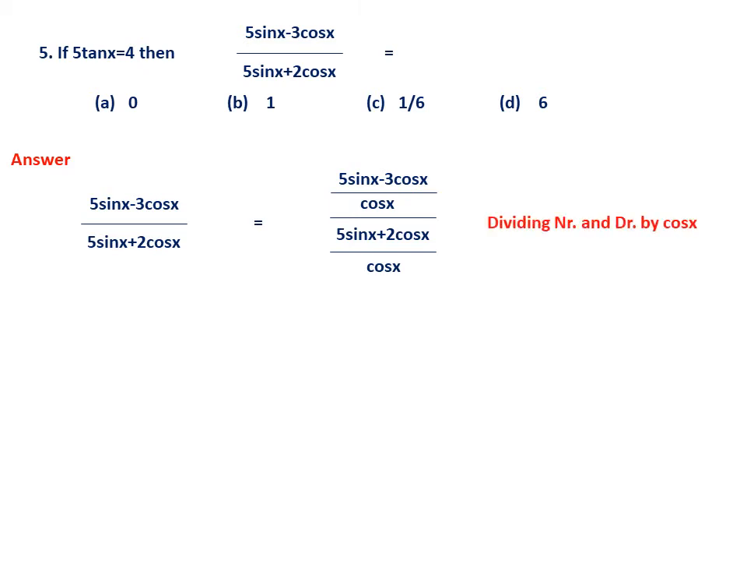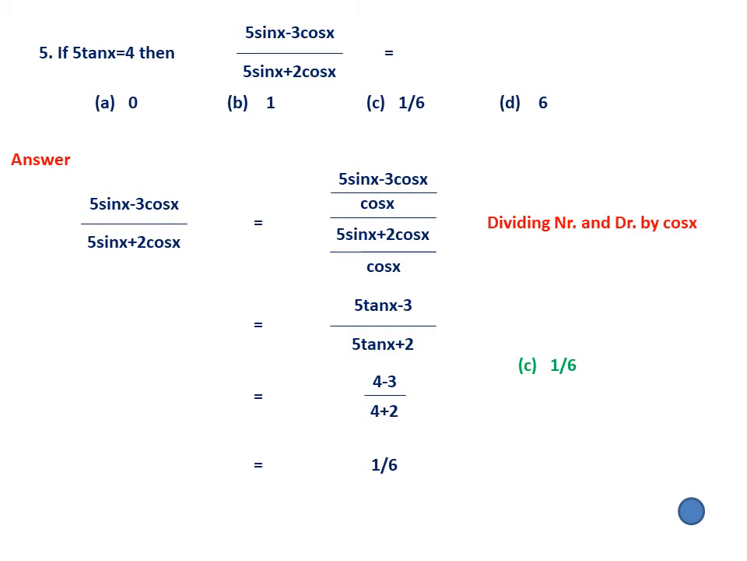Therefore, dividing both numerator and denominator by cos x is the first step. Then when you separate them, 5 sin by cos becomes 5 tan x, and 3 by cos x cancels in the numerator. Similarly in the denominator, you get 5 tan x minus 3 over 5 tan x plus 2. Now it is already given that 5 tan x is 4, therefore substitute. So 4 minus 3 by 4 plus 2, so it is 1 by 6. Therefore C is the option. So this is the fifth question.